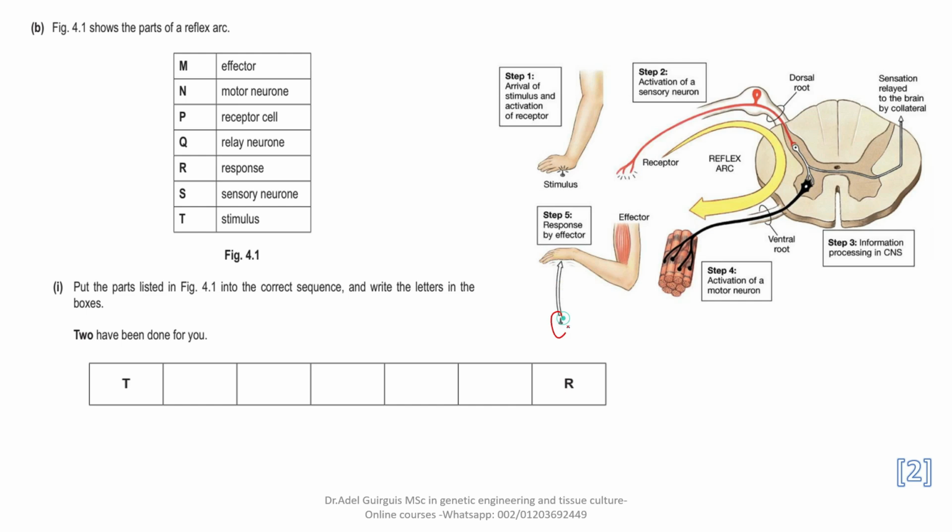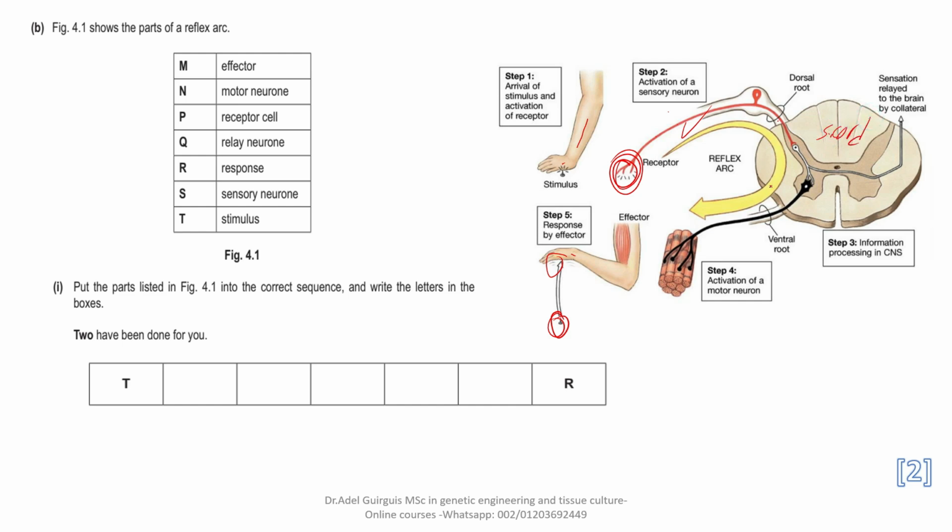Okay, imagine a pinch of a pen, a prick of a pen in our hand. What would happen? The sensation passes from receptors in our skin, through the sensory neuron, to reach our spinal cord.